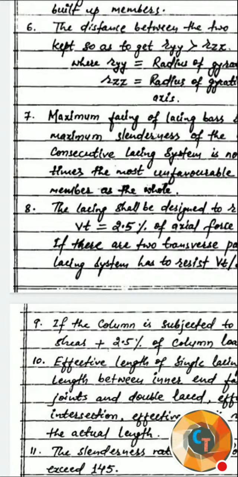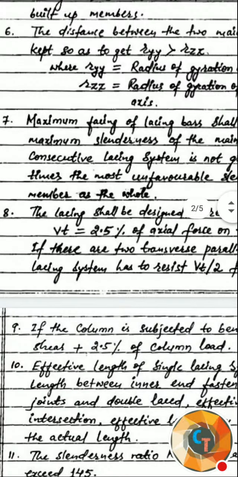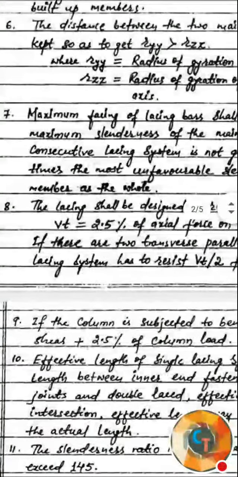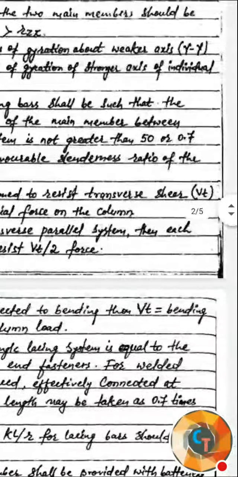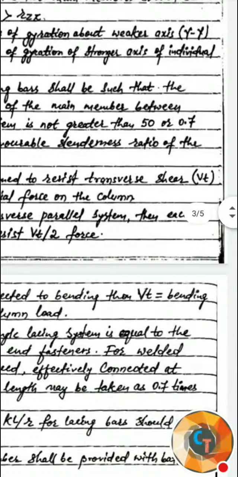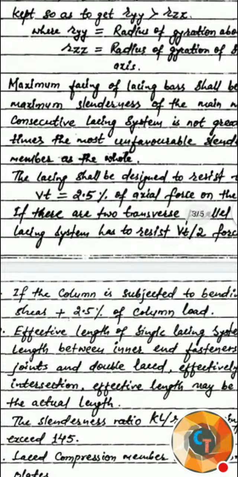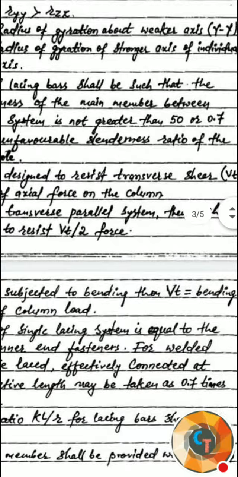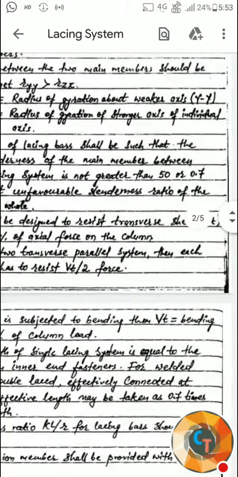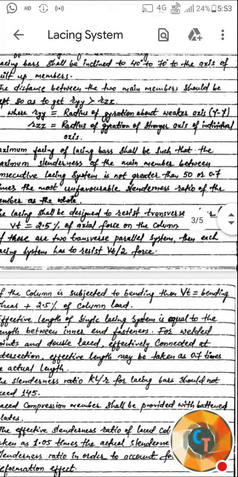The maximum spacing of lacing bars shall be such that the maximum slenderness ratio of main members between consecutive lacing connections is not greater than 50, or 0.7 times the most unfavorable slenderness ratio of the member as a whole. Slenderness ratio should be properly maintained. It should not be greater than 50. You need to maintain the slenderness ratio while fixing or placing the main members.